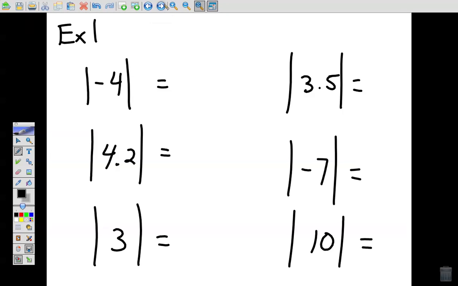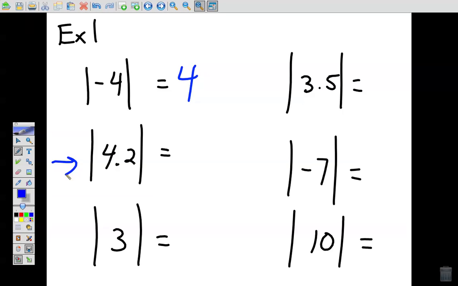All right, let's do some examples. Example 1. I've got a few different ones. What's the absolute value of a negative 4? How far away is a negative 4 from 0? It's 4 units away. The shortcut is to take the number inside and take the positive of it. So the absolute value of a negative 4 is 4.